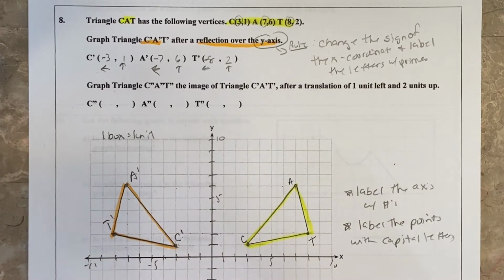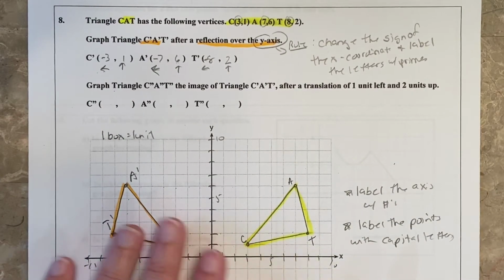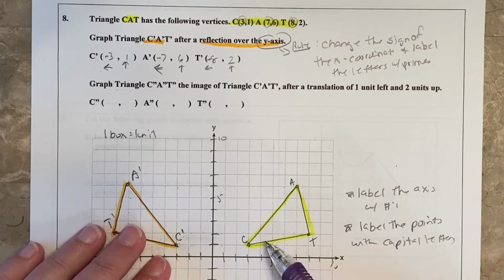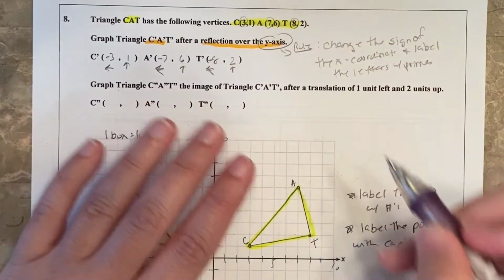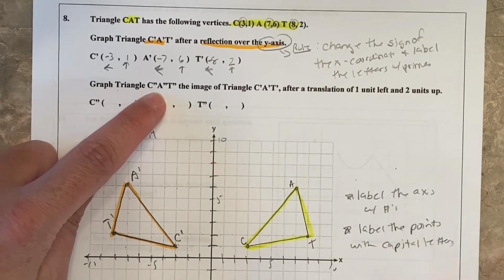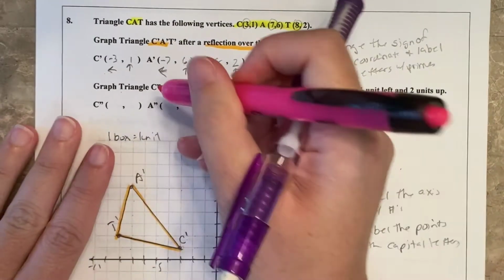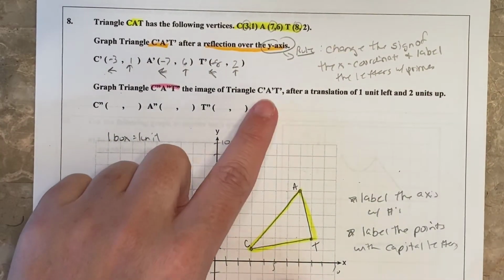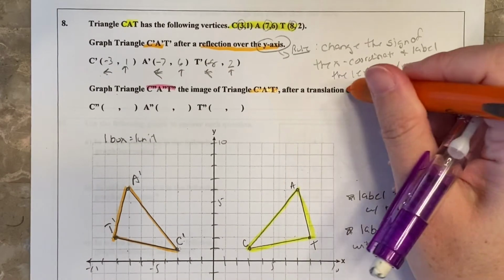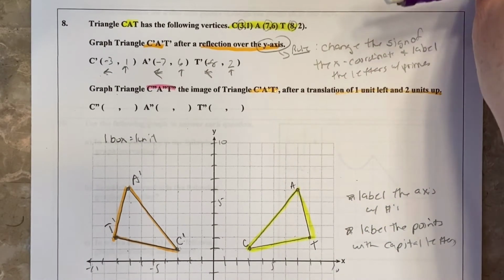Okay, so it's a mirror image. It's the same distance from there. So that's how you do it the rule way, and that's how you can also do it the counting way. But either way you do it, you get those same exact points. Okay, so now we want to graph a new one, a double prime. That's how we say that. The image of triangle CAT. So that's this one right here. After translation of 1 to the left and 2 up.